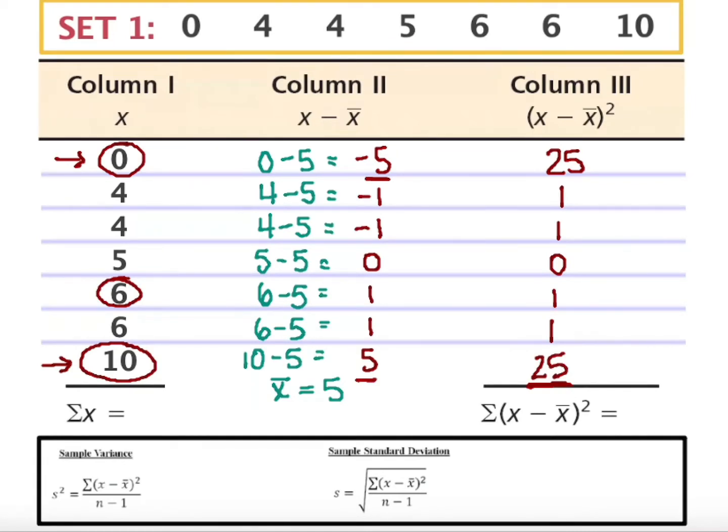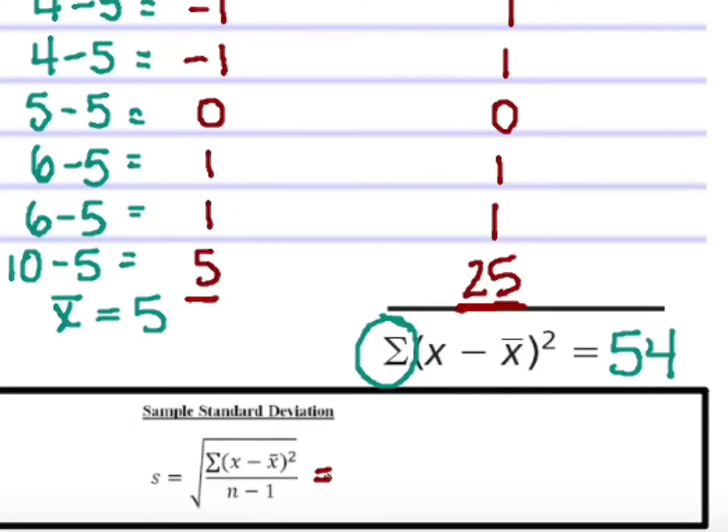standard deviation. Now one more time, we see this sigma right here, right? Sigma means we're going to take all of those column 3 entries and add them together. So if we add all of those together, what would we get? 54? 25 plus 25, and all those ones, it's 54. That's the hardest part of the formula.